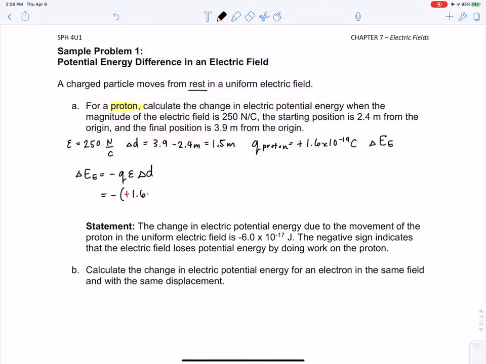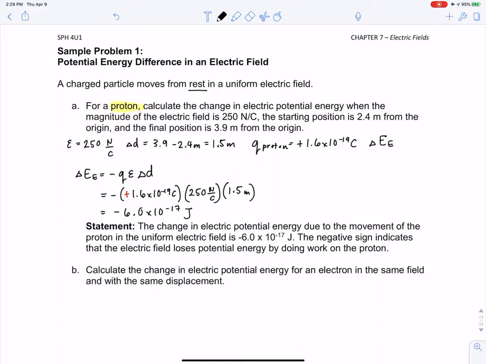It's 1.6 times 10 to the power of negative 19 coulombs. The magnitude of the electric field is 250 newtons per coulomb, and the distance traveled is 1.5 meters. If we punch this into our calculator, we end up with negative 6.0 times 10 to the power of negative 17 joules.